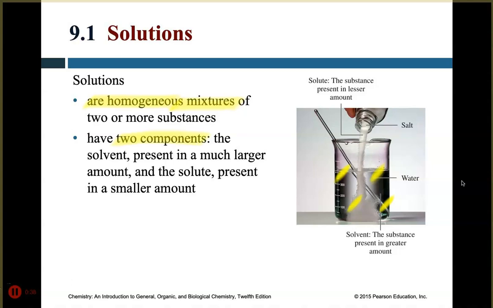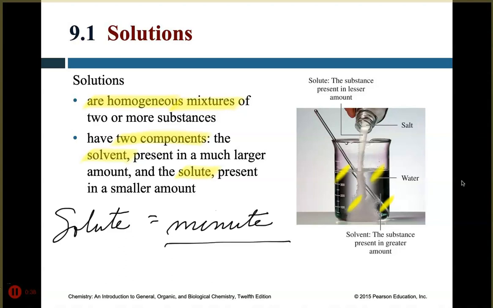So you're going to have two components. One is going to be the solvent, and that's going to be whatever component is the larger amount. Then you're going to have the solute. The solute is going to be whatever is in the smaller amount. The way that I remember this is that solute is going to be the minute component. So it looks like the word minute.